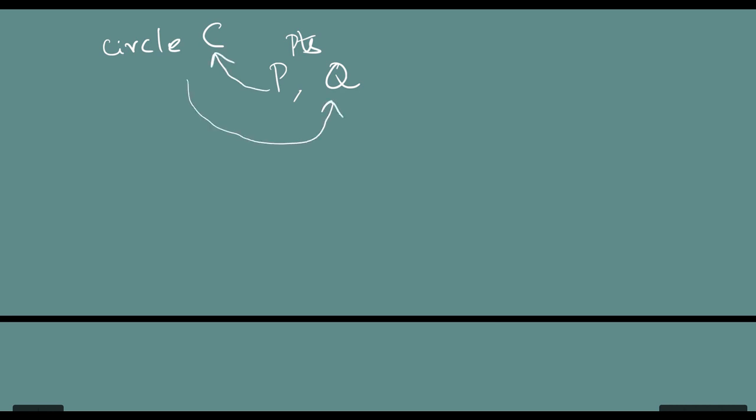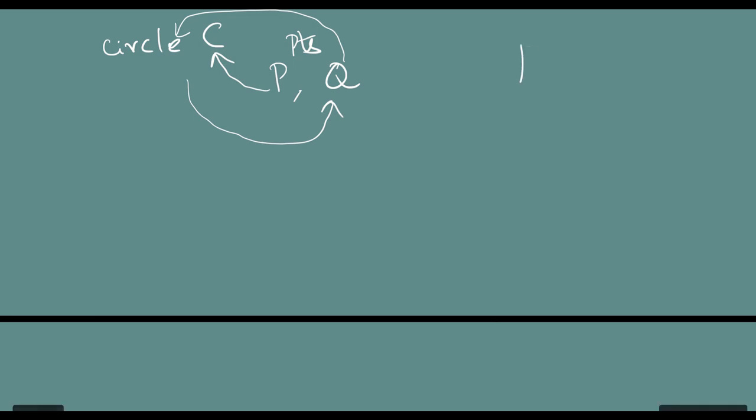Now we are going to give a similar statement for conjugate points also. Let us once again recollect the definition of conjugate points. Say I have a circle C. Now two points P and Q. When do you call these two points conjugate points? If the polar of P with respect to the circle C passes through Q and the polar of Q with respect to the circle C passes through P, then we call those two conjugate points.